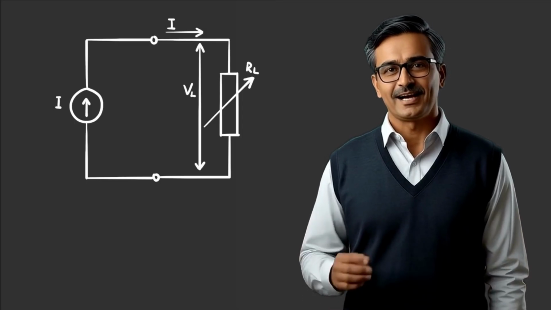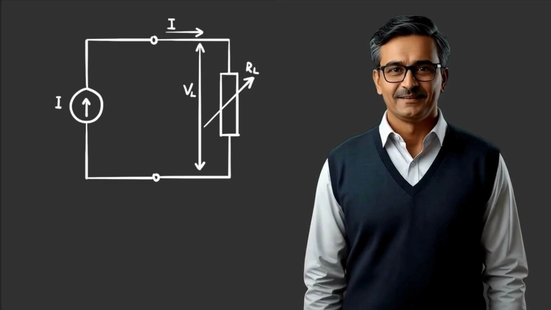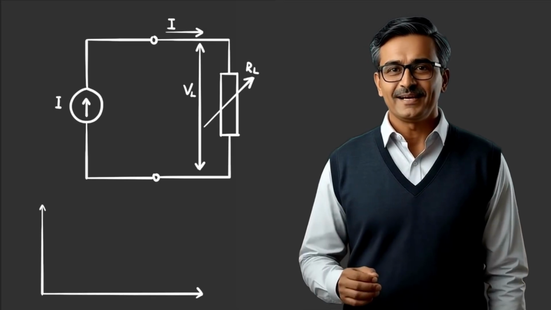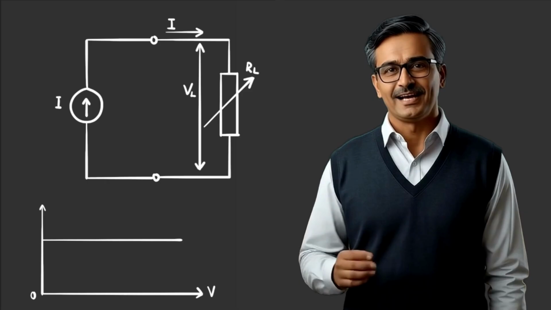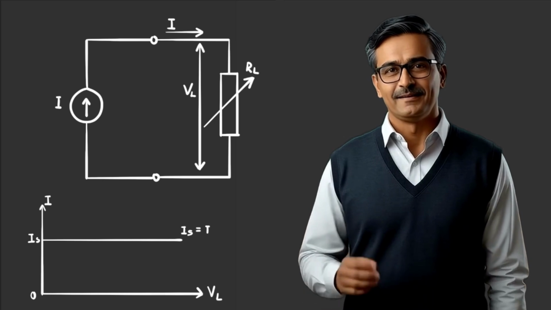This means the current stays constant, but the voltage adjusts itself. Therefore, an ideal current source provides constant current regardless of the voltage across it. If we draw its VI characteristic, we get a straight horizontal line. This line shows that current is constant while voltage can vary.